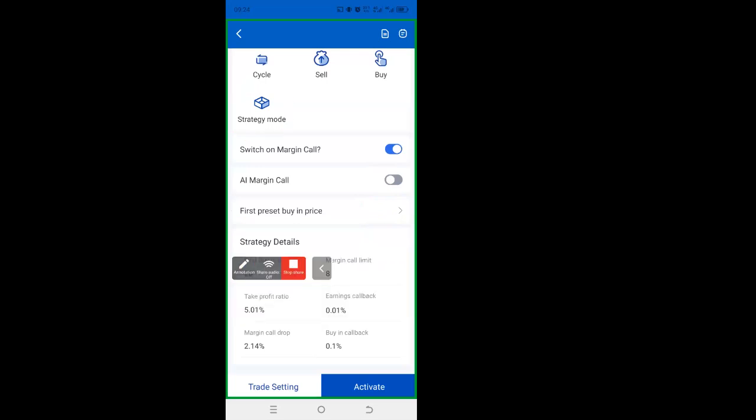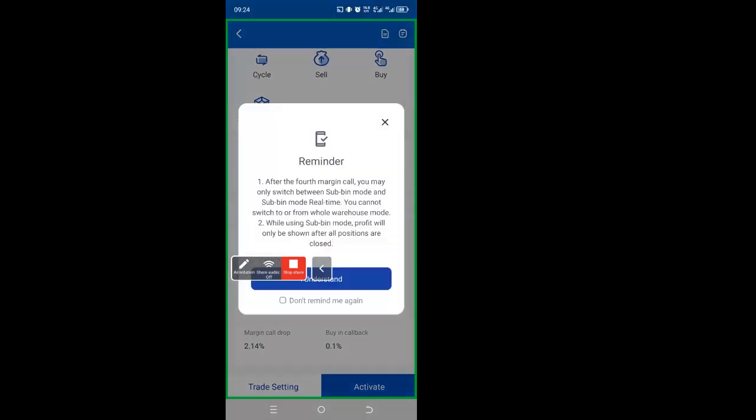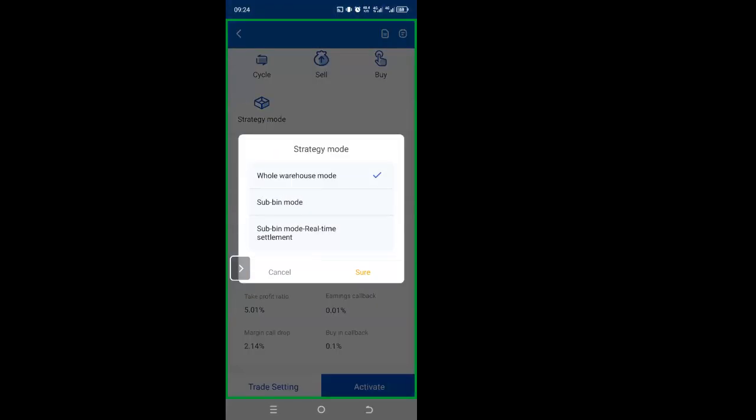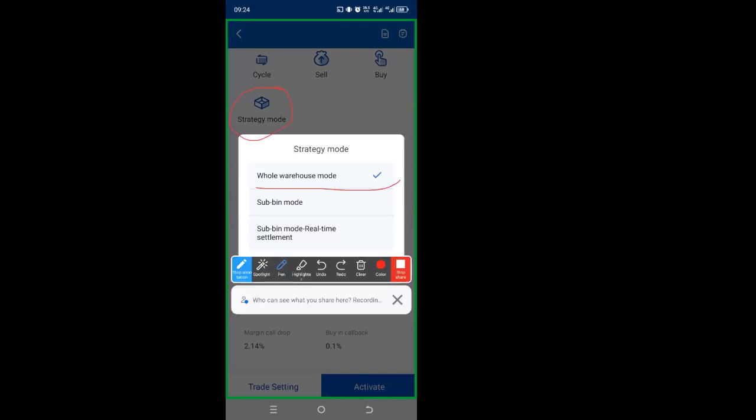In your strategy mode, when you click, there are 3 strategy modes. Number 1 is what is called the whole warehouse. Number 2 is what we call the sub-bin mode. Number 3 is sub-bin mode real-time settlement.